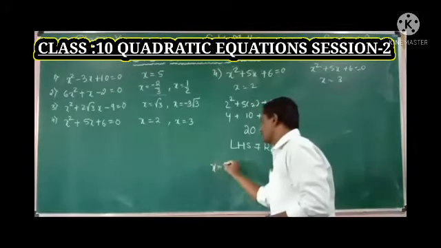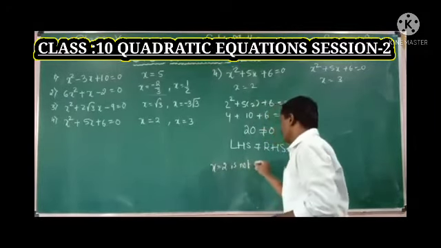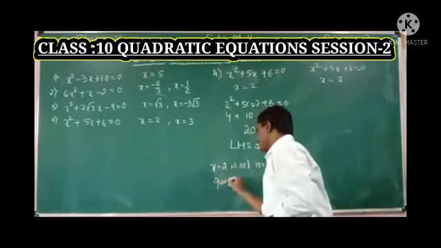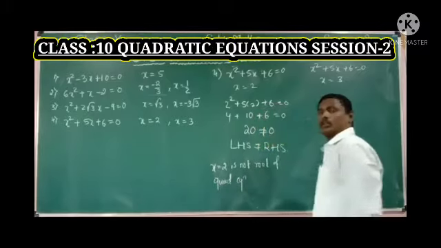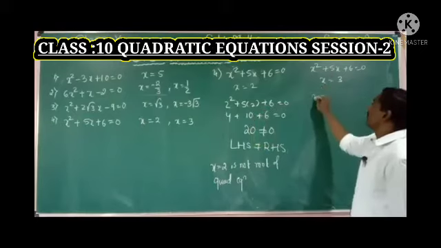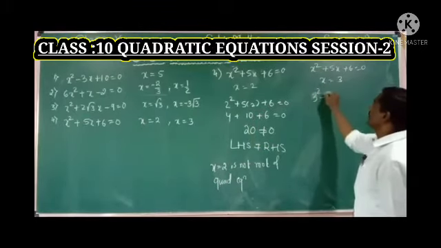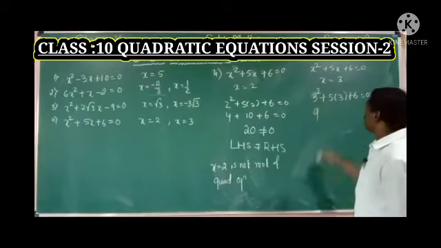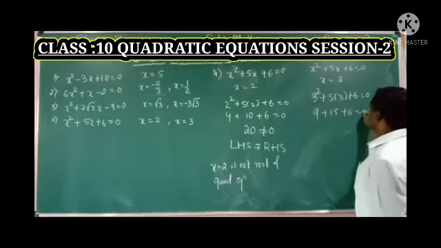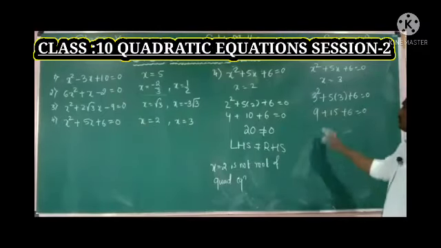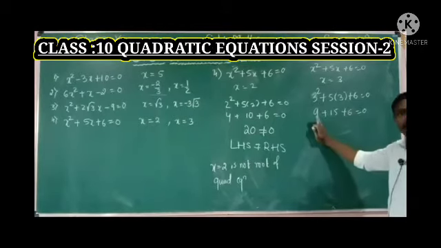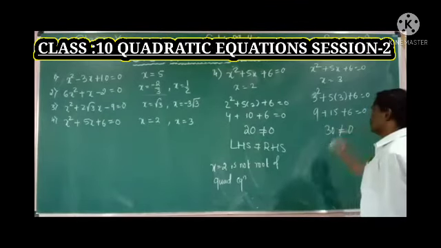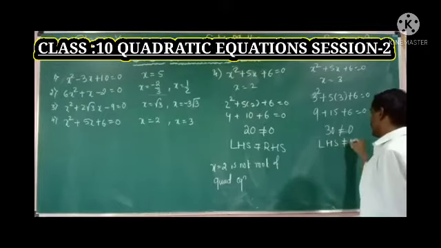So x is equal to 2 is not a root of the quadratic equation. Similarly, calculate one more. The x value is 3, so 3 square plus 5 into 3 plus 6 is equal to 0. 3 square is 9, plus 5 3s are 15, plus 6. 9 plus 6 is 15, 15 plus 15 is 30, which is not equal to 0. Therefore, LHS is not equal to RHS.